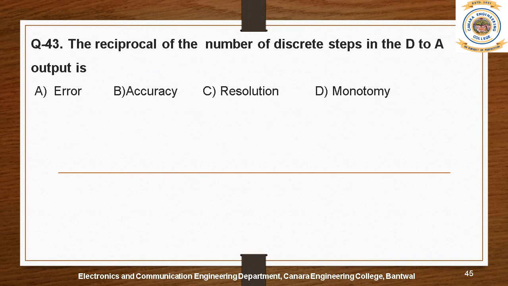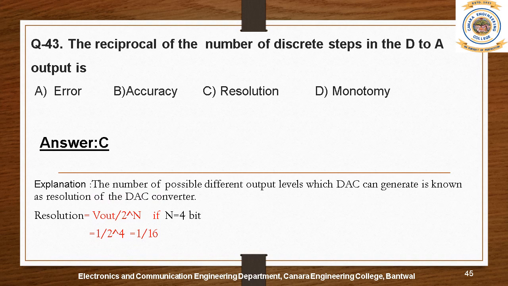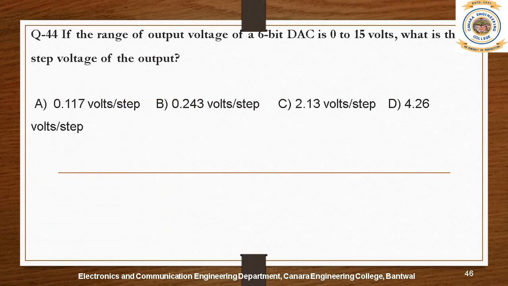The reciprocal of the number of discrete steps in the D2A output is the resolution. We might have seen in the previous descriptions what resolution is, that holds good. So resolution is output voltage divided by 2 to the power n, where n is the number of bits. If it is a 4 bit D2A converter, it is 1 by 2 to the power 4. If it is 6 bit, 1 by 2 to the power 6. That is the resolution.